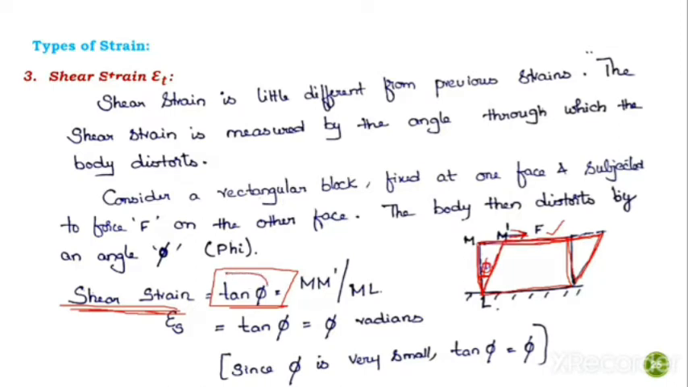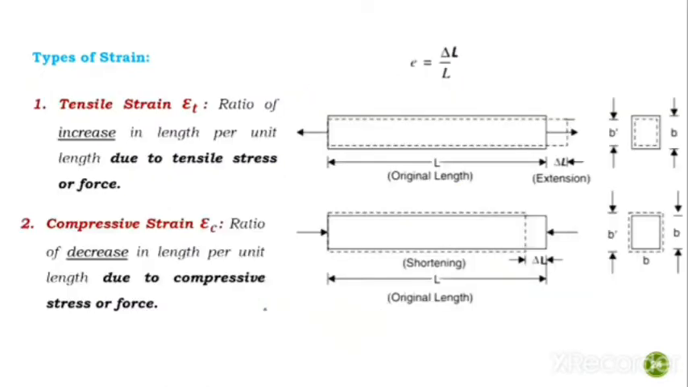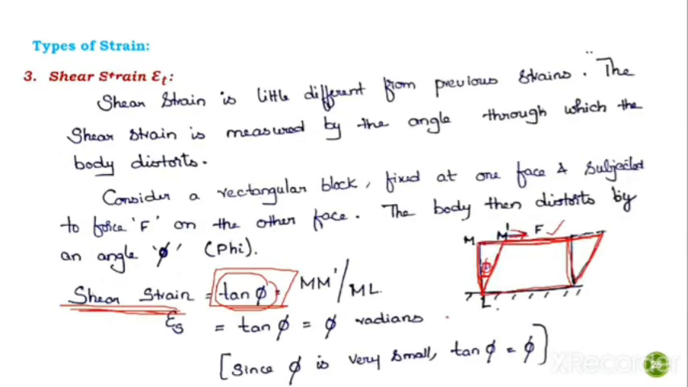So what do you mean by tan of phi? How can I write it simply like this? Shear strain is equal to tan of phi. If you see the previous figure, in order to write compressive strain, what I am doing is calculating this delta L and dividing it by this length L, isn't it?